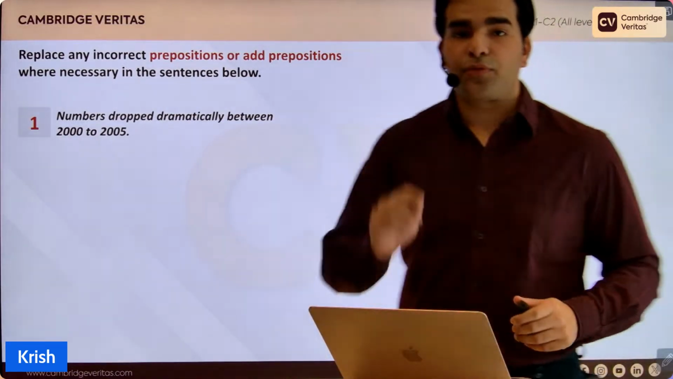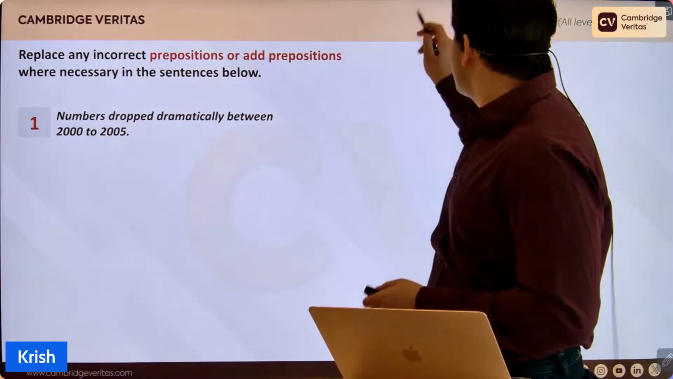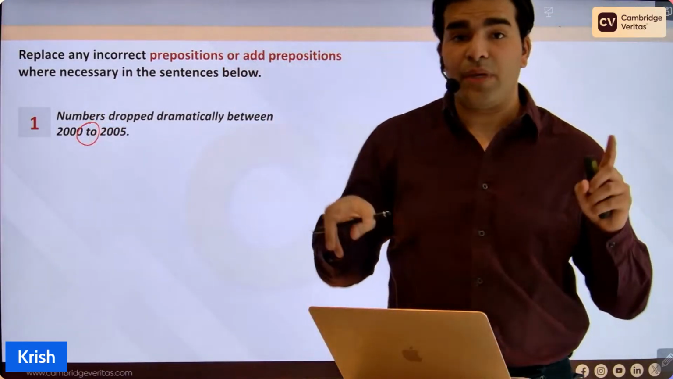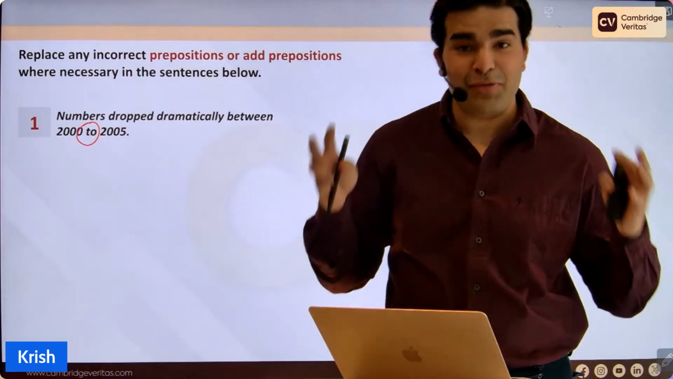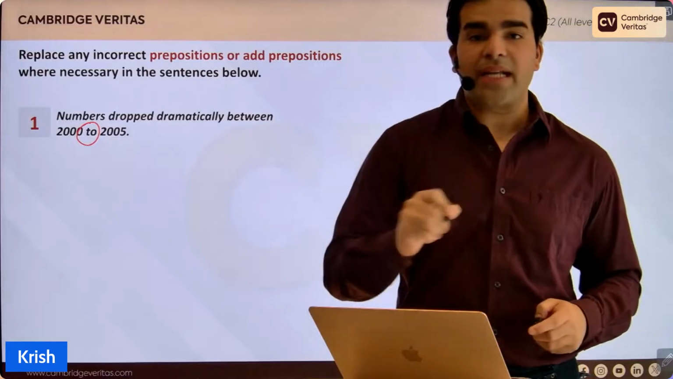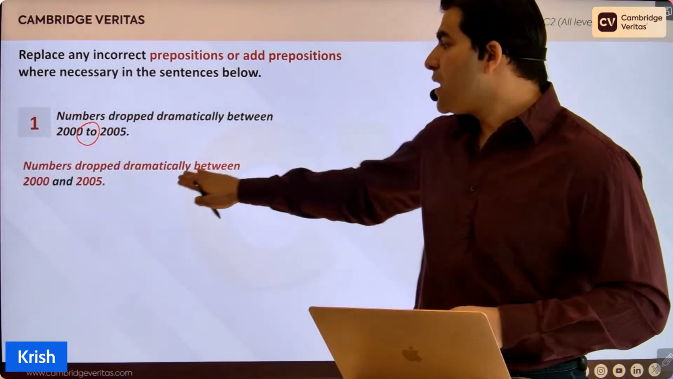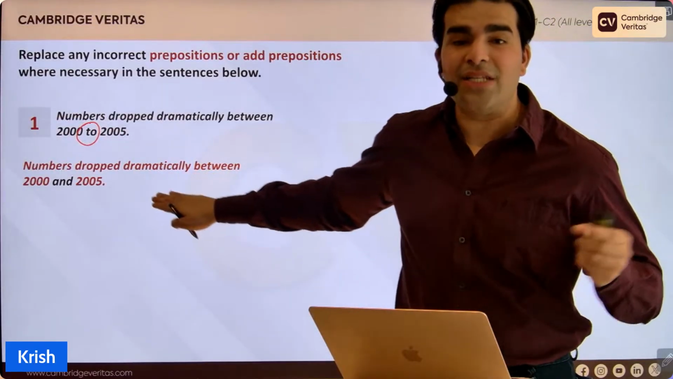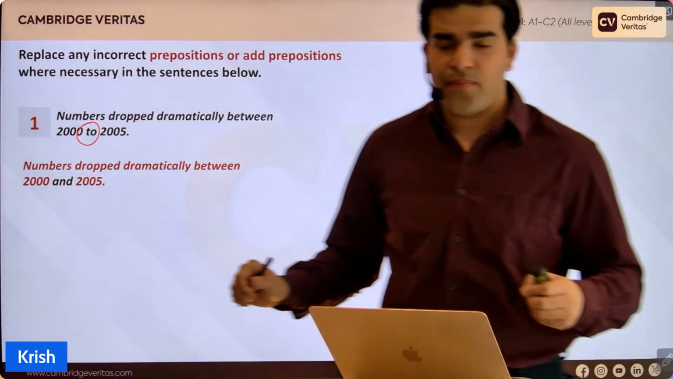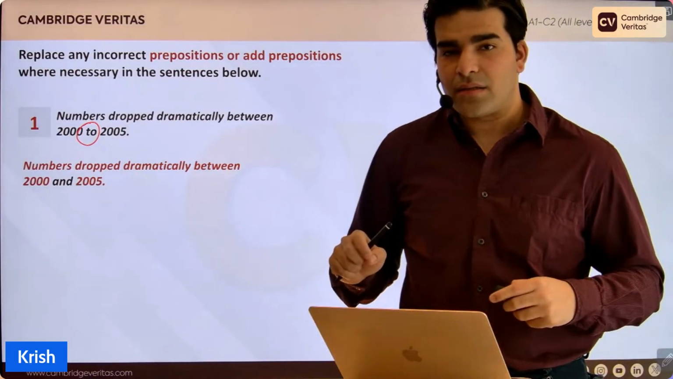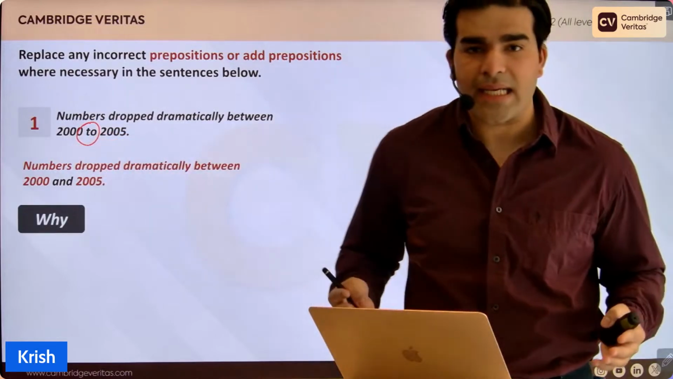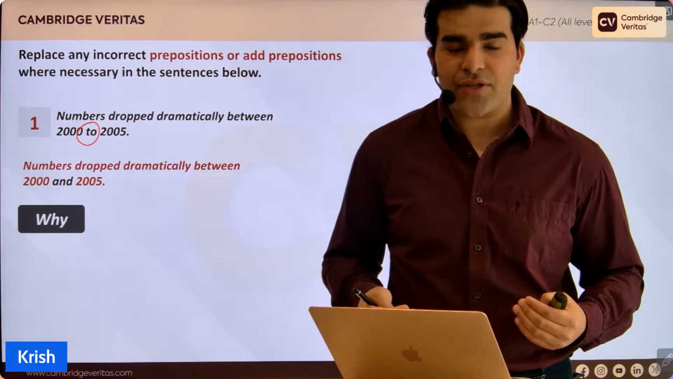Here we go. So the problem with this sentence is related actually to the word "to" here. Now, some people may say "from," some people may say "to," good. But what is the correct answer? Have a look. The correct answer is: numbers drop dramatically between 2000 and 2005. What is the reason? Why do we not use "to"? Because it seems like a nice and appropriate progression.